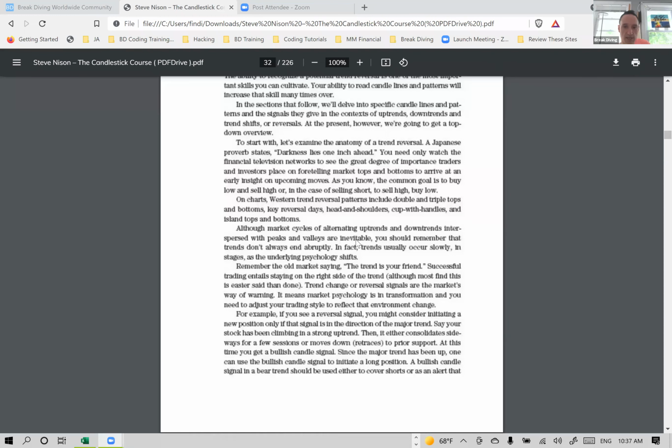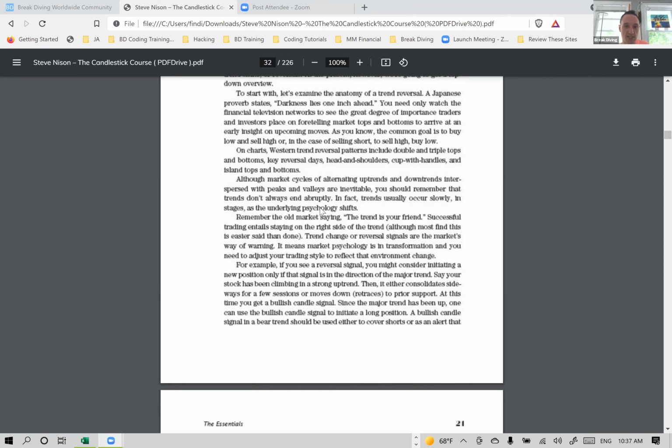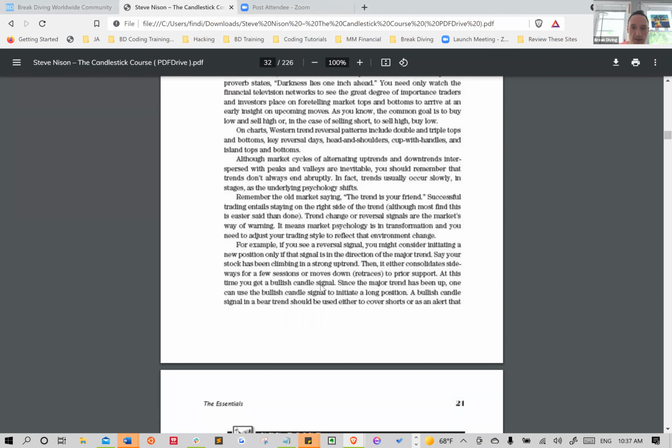Might be. Although market cycles of alternating uptrends and downtrends interspersed with peaks and valleys are inevitable, you should remember that trends don't always end abruptly. In fact, trends usually occur slowly in stages as the psychology shifts. The trend is your friend. Successful trading entails staying on the right side of the trend, but this is easier said than done. Trend change or reversal signals are the market's warning. It means market psychology is information, and you need to adjust your trading style to reflect the environment change.